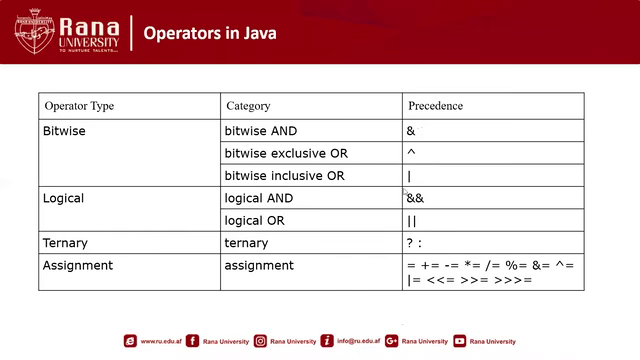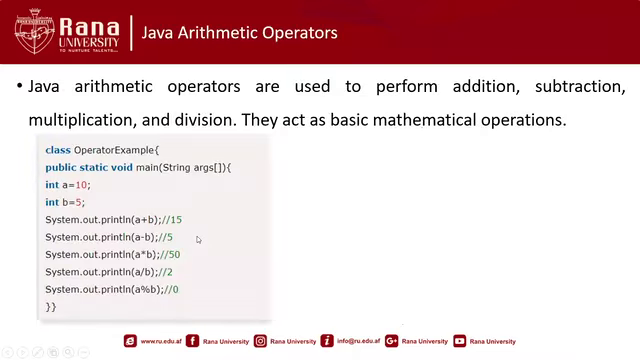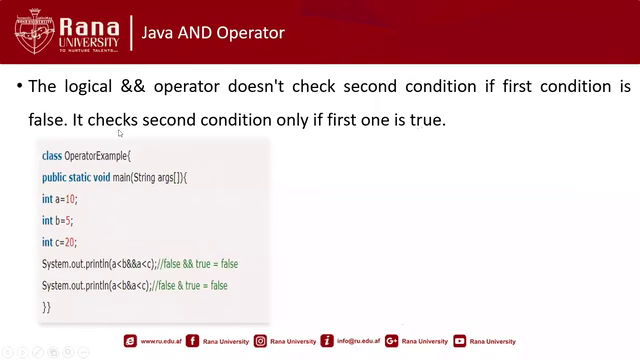Okay, then it will check these two conditions. Now let's go to how to implement the AND operator. Here is the definition and concept: the logical AND operator doesn't check the second condition if the first condition is false.